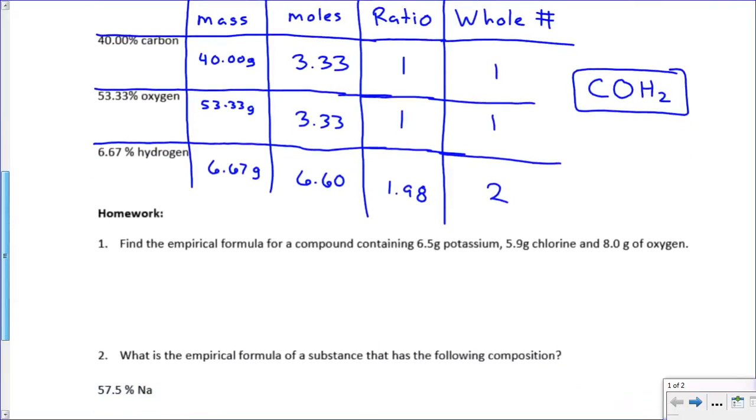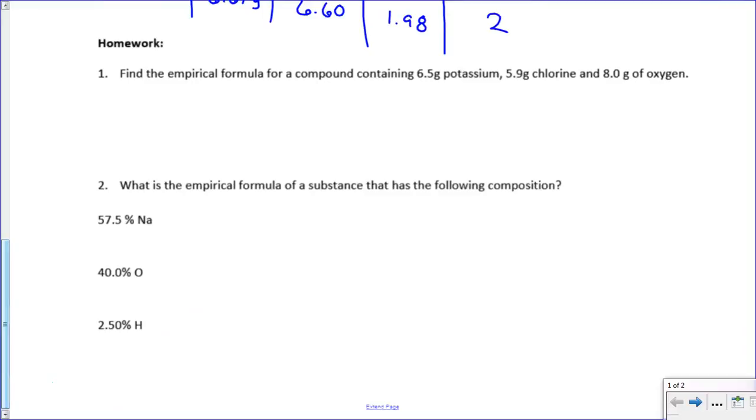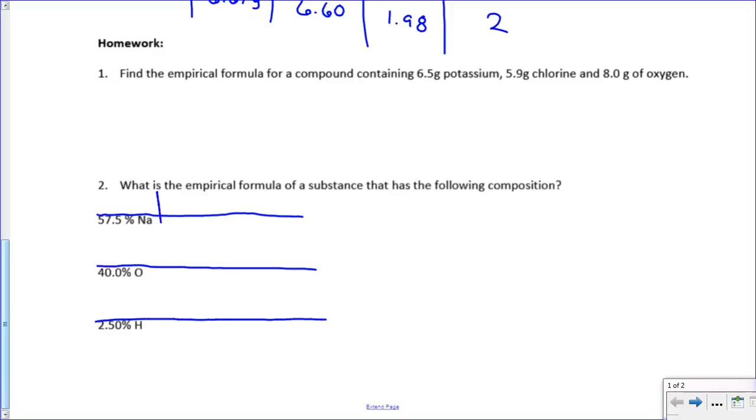I'm going to do one more example down here with problem number 2 on the homework, and then I will do another example from the back. Again, the way that we started this off is I just draw lines above each of these percent compositions, and then down to make the cells.